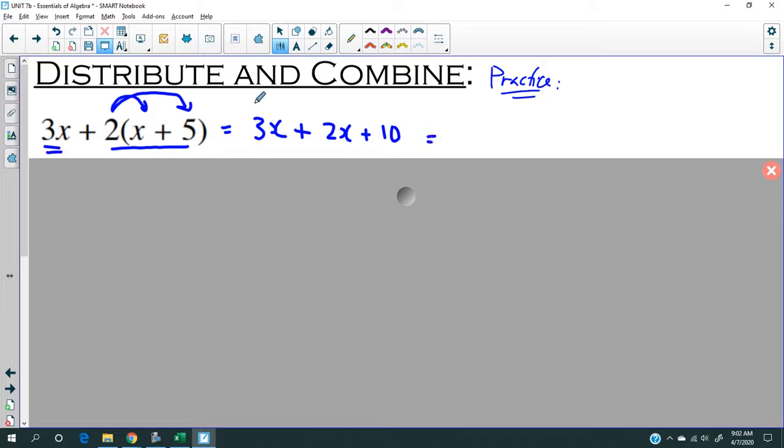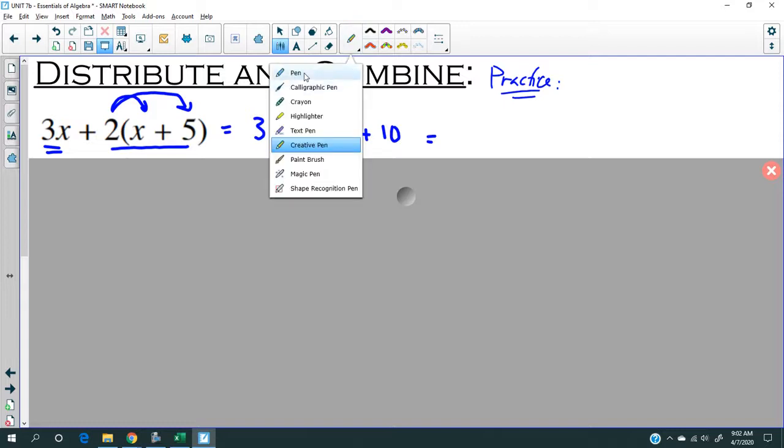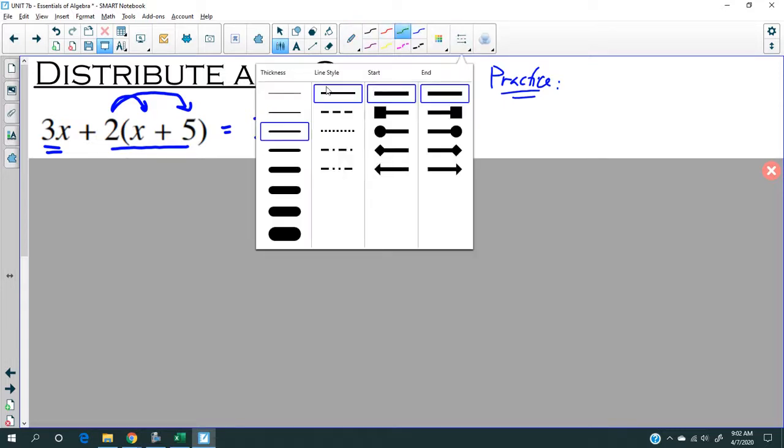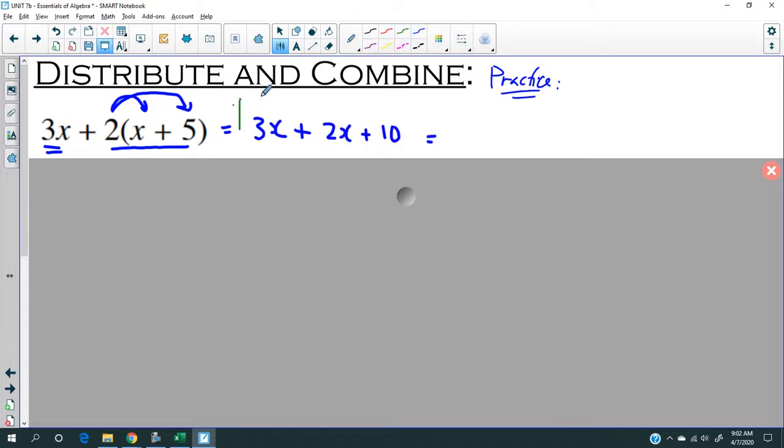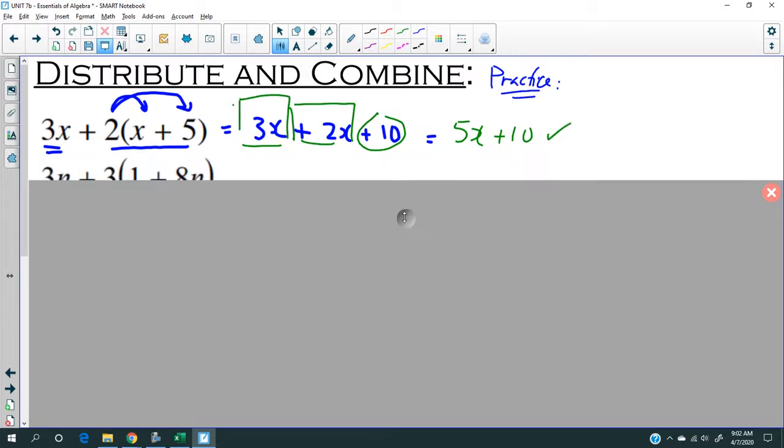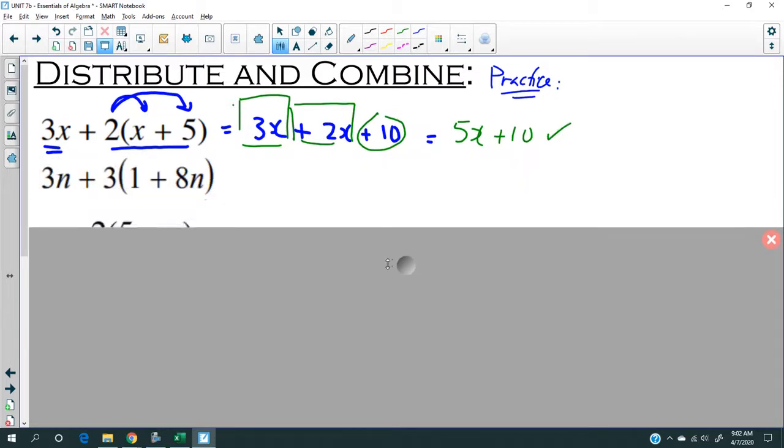So what topic is this? Yeah, combining like terms. So who's in the same family? So 2x plus 3x plus 2x, 5x plus 10, and that's it. Now, knowing that, why don't you try this one on your own now?